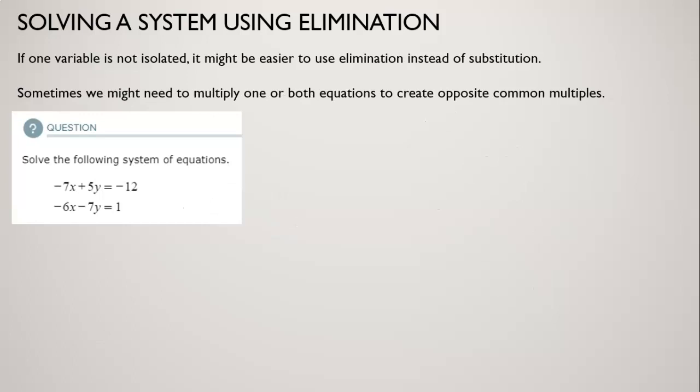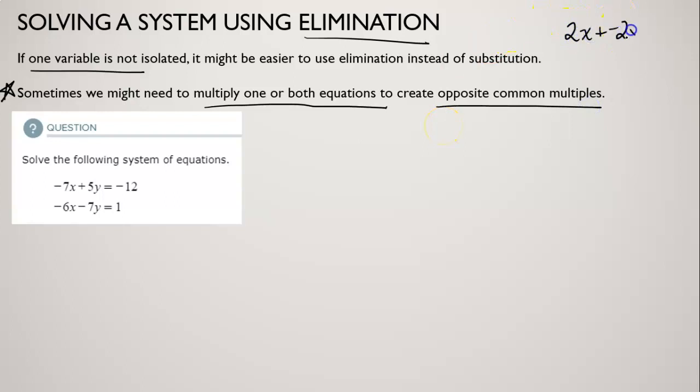All right. We don't need a new topic. We're still working on elimination. We're still talking about when one variable is not isolated, but here's a new piece you might want to add to your notes. Sometimes we might need to multiply one or both equations to create opposite common multiples. So remember, what we need is something like 2x and negative 2x to cancel out. But we don't have that here. We've got a negative 6 and a negative 6, and we've got a positive 5 and a negative 7.